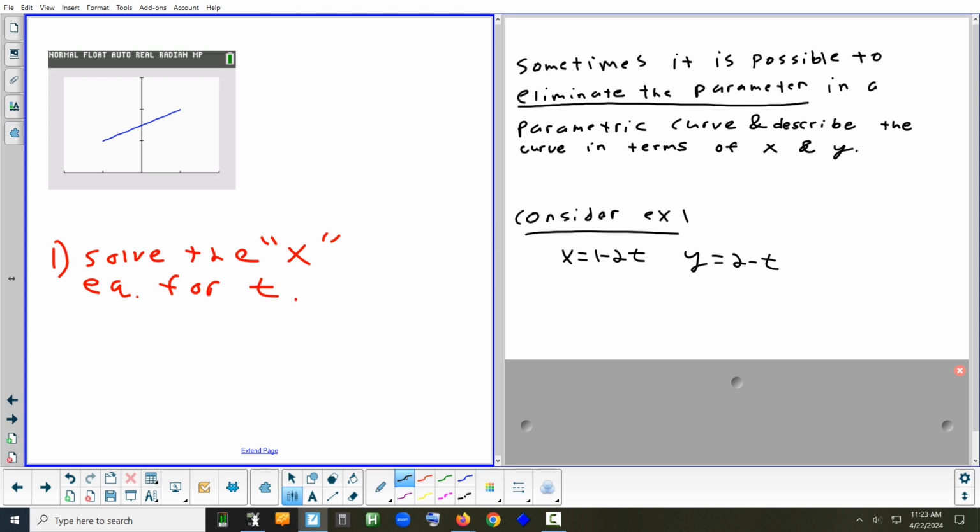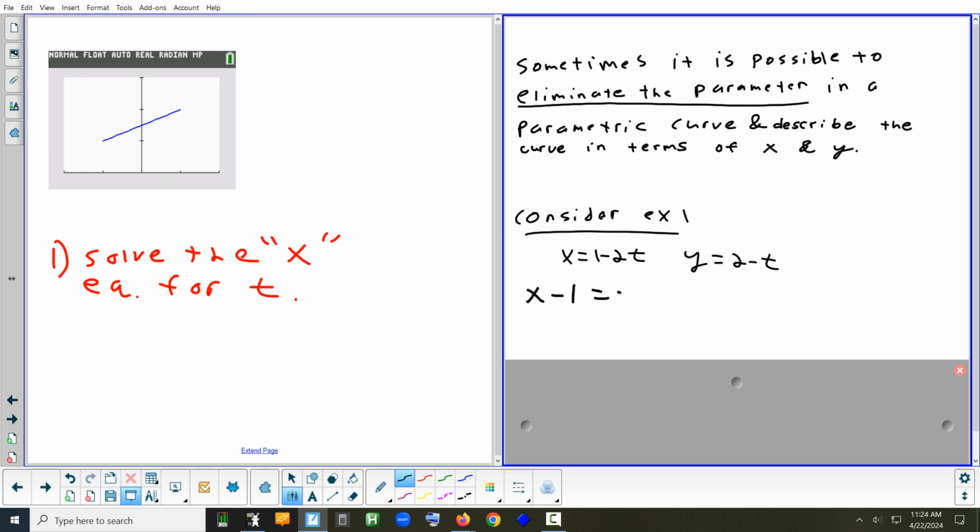Okay, if you were going to solve this equation for t, x equals 1 minus 2t, what do you think your first step would be? Yep, we want to get t by itself. So what would be the first thing you could move to the other side? You can get rid of the 1. And how would you move that over? So x minus 1 equals negative 2t.